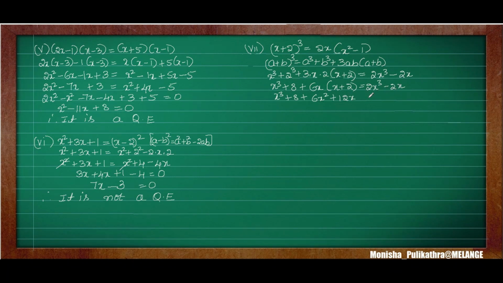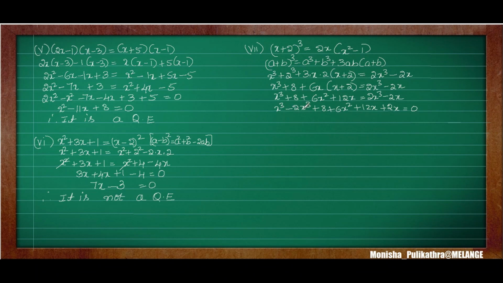I will be shifting it to this side, so before that we have to write it one more time. Next, shift the terms which are on the right side to the left hand side. So it will become x³ − 2x³ + 8 + 6x² + 12x. Sorry, when I shift 2x to this side, it will become plus 2x, is equal to 0.